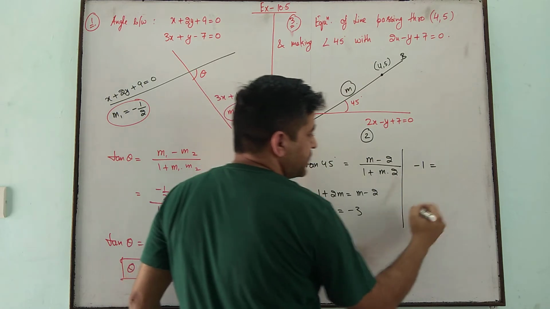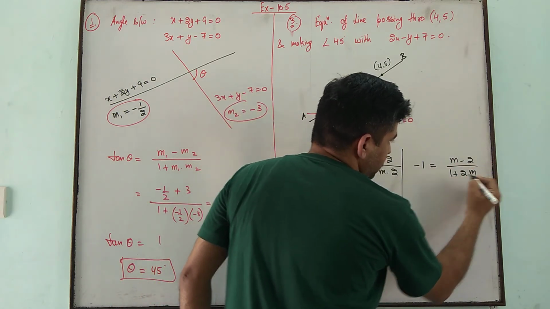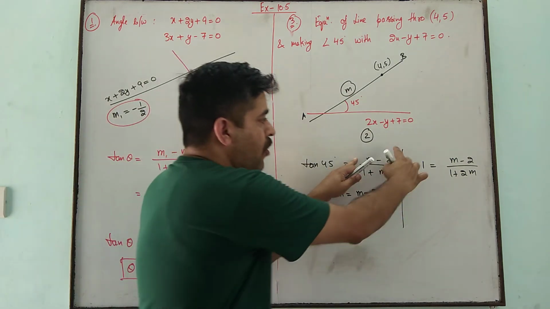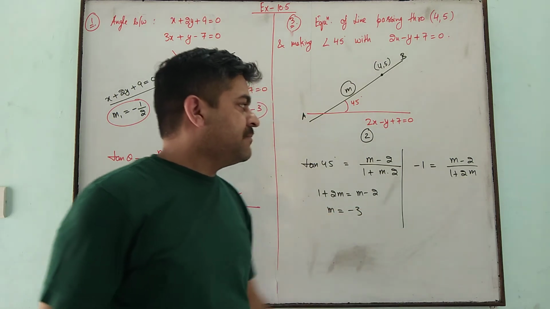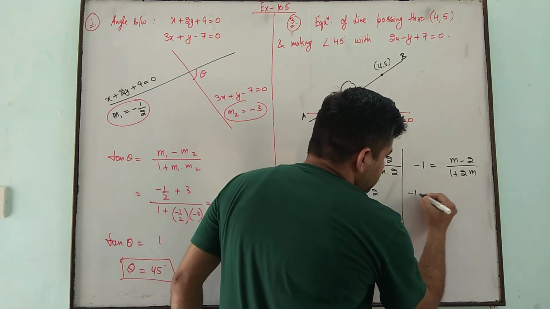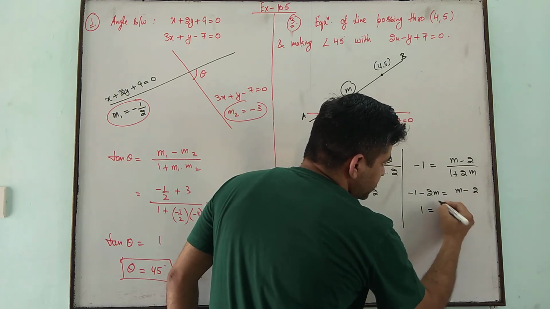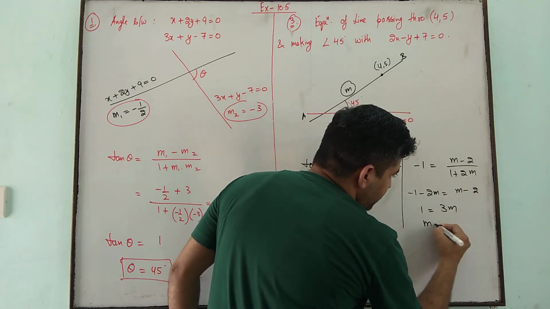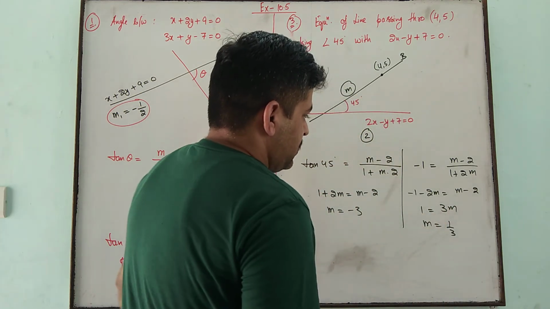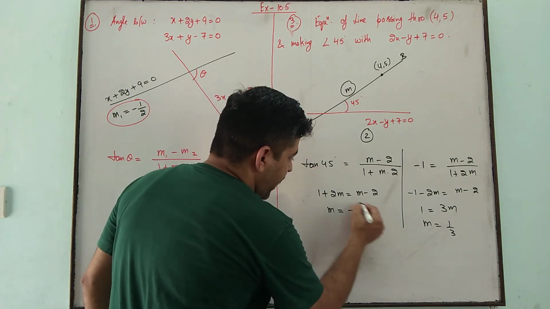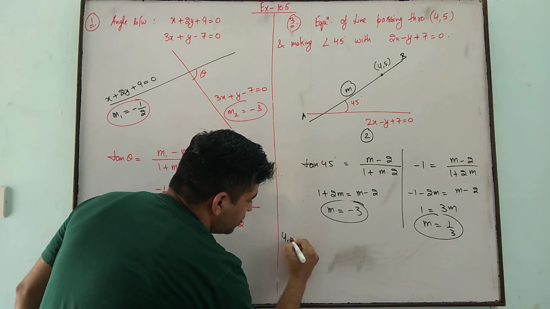Tan 45 is 1, but if we remove the mod, it is plus minus 1, so this is the plus case and this is the minus case. So it is minus 1 minus 2m is equal to m minus 2. We got 1 is equal to 3m. So m is equal to 1 by 3. Right? So m is minus 3, m is 1 by 3, and the point is 4, 5.